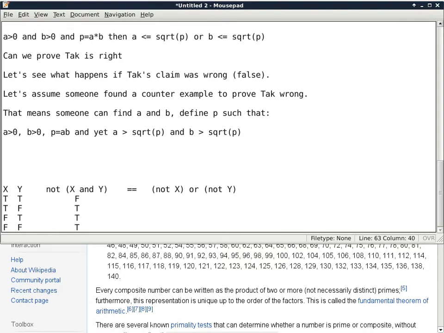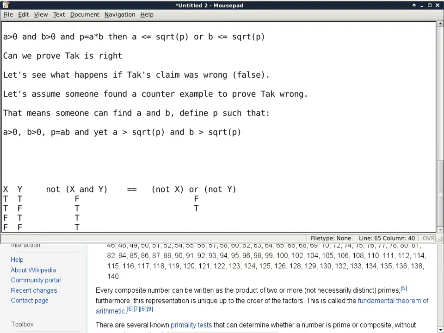X is true, not X is false. Y is true, not Y is false. False or false is false. Good. And over here we have X is true, not X is false. Y is false, not Y is true. So we have false or true, which is true. And over here we have just the opposite of that. We have X being false, not X is true. We have Y being true, not Y is false. So we have true or false in this case.